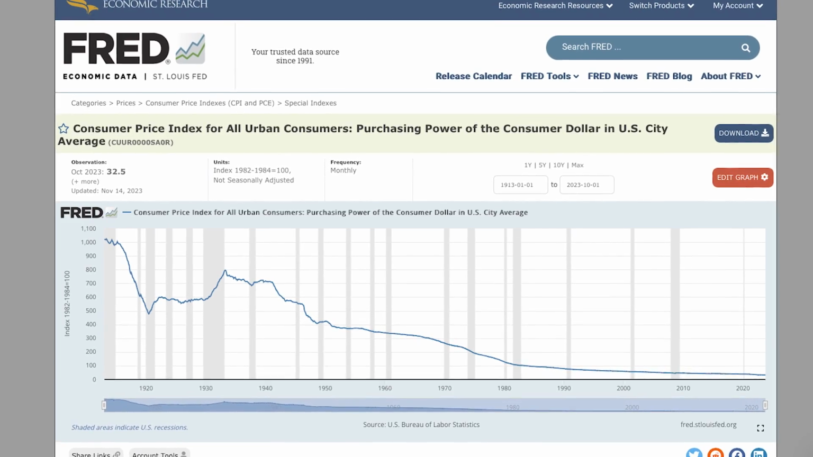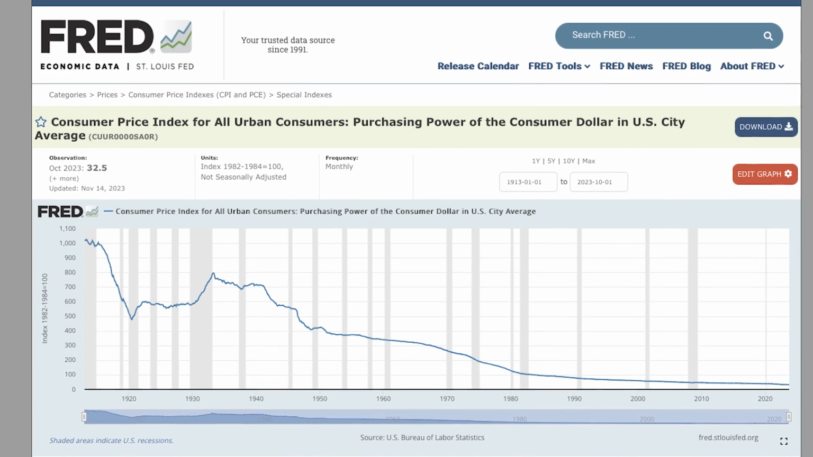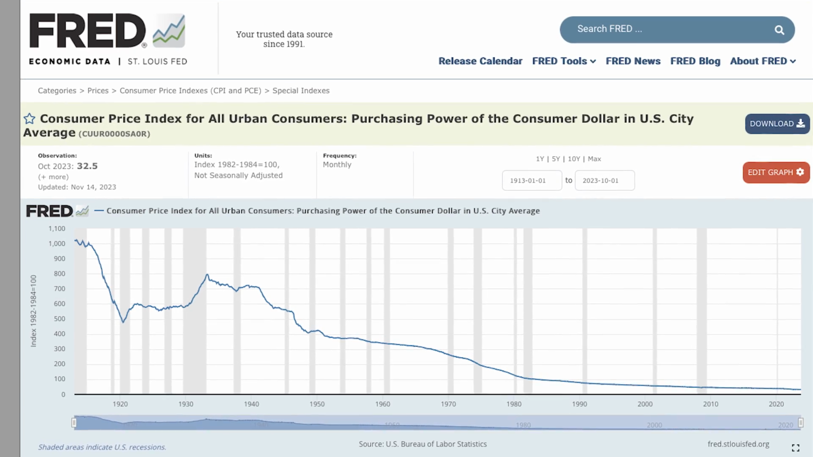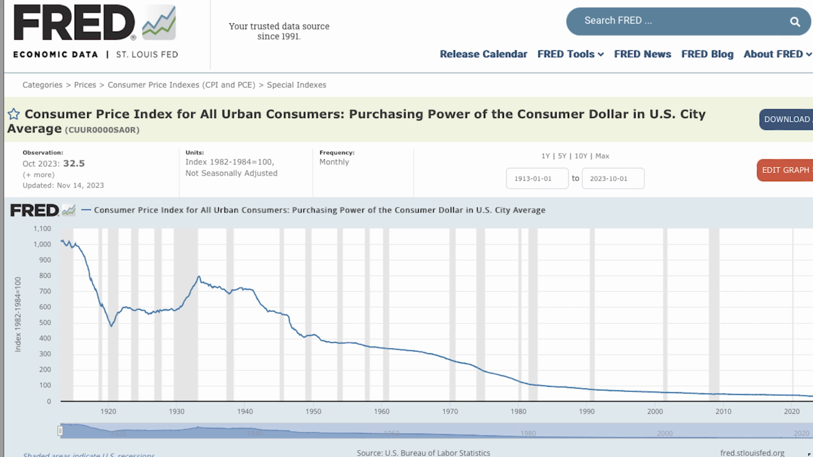This is a chart directly from the Federal Reserve Bank showing the purchasing power of a dollar from 1913 until now. And what you'll see is that between 1913 and now, it was almost a straight line downwards in terms of purchasing power of the dollar. Over the last 100 or so years, the dollar has lost more than 90% of its purchasing power.